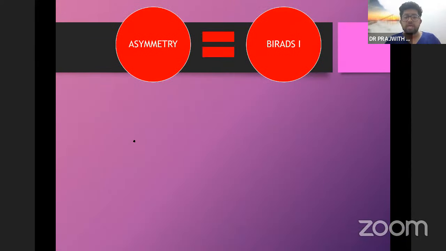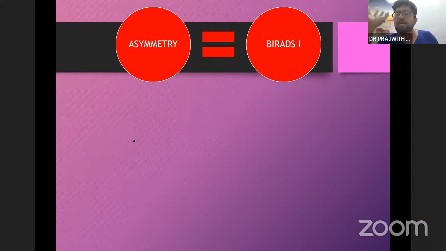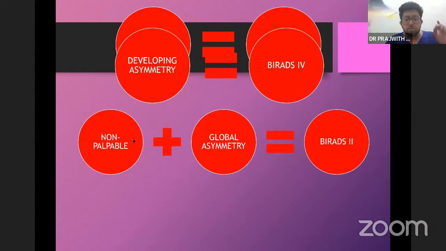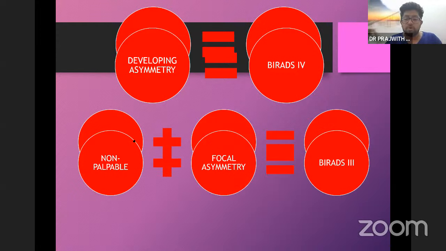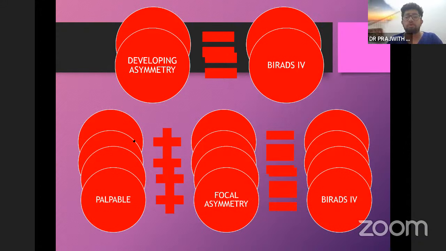Okay. Now, whenever you see an asymmetry, it is a simple asymmetry. Whenever the lesion is seen only in one plane, not seen in the other plane, it is simply a BIRADS 1 lesion. It cannot be called anything. But if it is a developing asymmetry, it becomes BIRADS 4. Whenever there is a non-palpable global asymmetry, it is BIRADS 2, or a non-palpable focal asymmetry, it will be BIRADS 3. But whenever there is a palpable global or focal asymmetry, they come under BIRADS 4. So this is a very simple classification of the BIRADS.